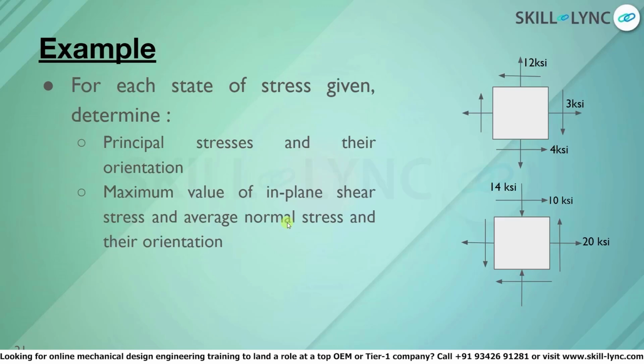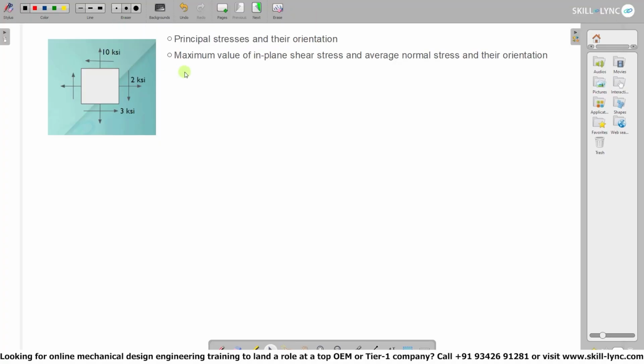So next, we'll go ahead and solve a problem. The statement given here is: for each state of stress given, we have to determine the principal stresses and their orientation. We should also figure out the maximum value of in-plane shear stress and average normal stress and their orientation. Now, this is going to be a straightforward problem. Let us again jump into the whiteboard. From the question statement, we need to figure out principal stresses and their orientation, and then find the maximum value of in-plane shear stress and average normal stress and their orientation.